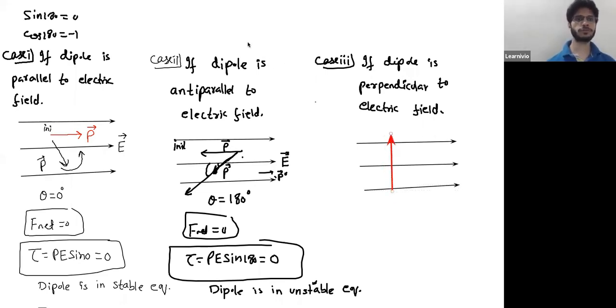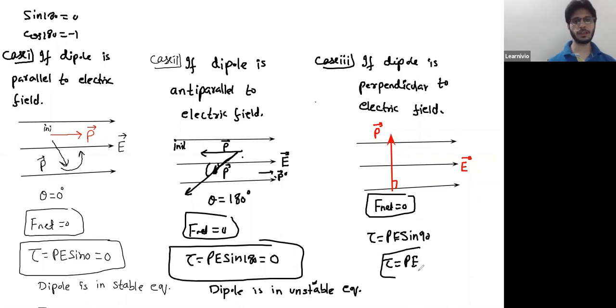This is your dipole. This is dipole moment P, this is electric field E, and this is 90 degrees. So the net force on the dipole is 0. But torque is not 0. This is PE sine 90. Sine 90 is 1, so the torque is PE. In fact, in this case, the maximum torque can act on the dipole.